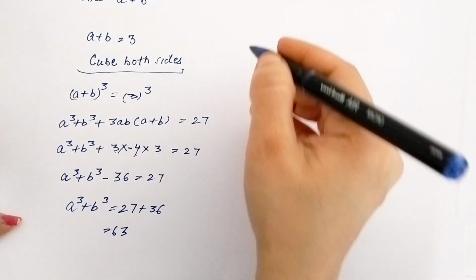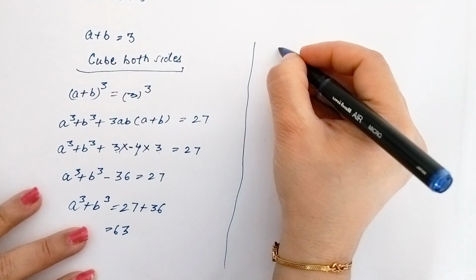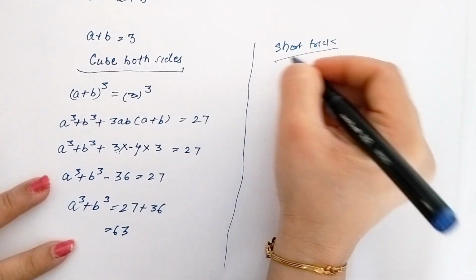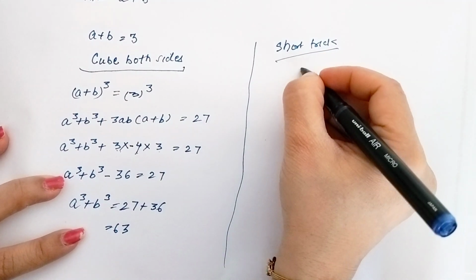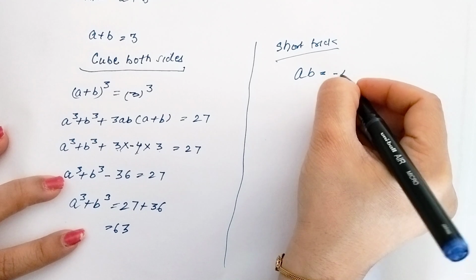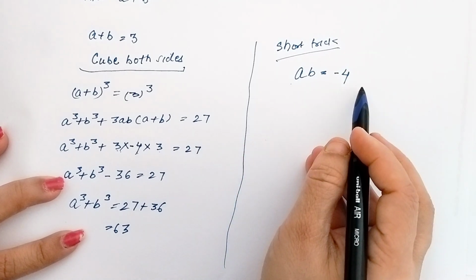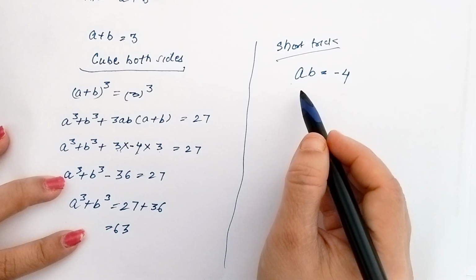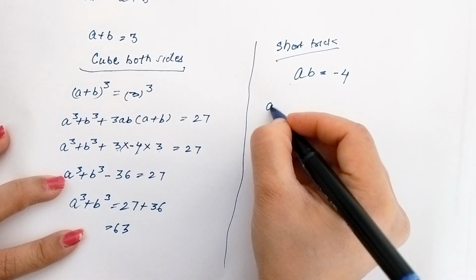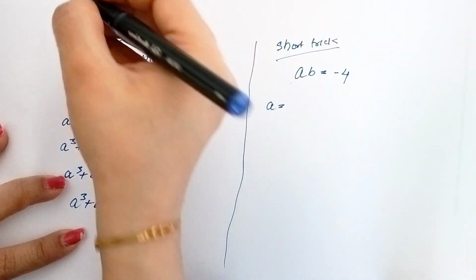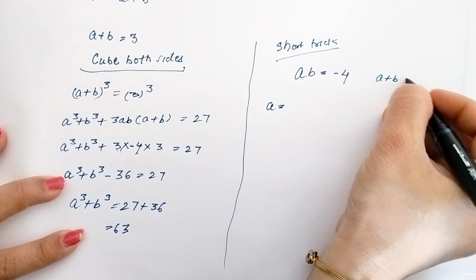But this question can be done by a short trick as well. So what is the short trick? Now it is given AB is equal to minus 4. Okay, if AB is equal to minus 4, then we know what the value of A can be, and the sum of these two numbers is 3.